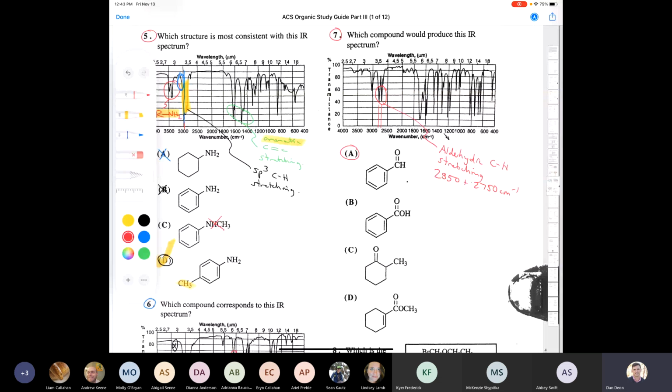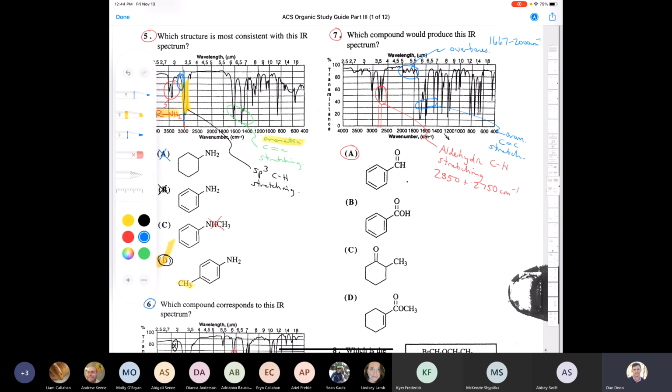Not only that, but we see the aromatic carbon-carbon stretching, which is probably all of these signals right here. This would be aromatic carbon-carbon stretching. We also see overtones, which lie between 1667 and 2000 reciprocal centimeters.